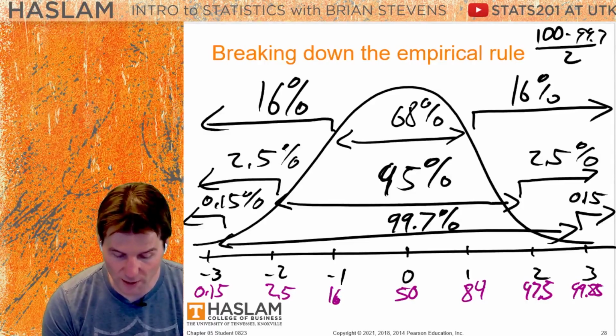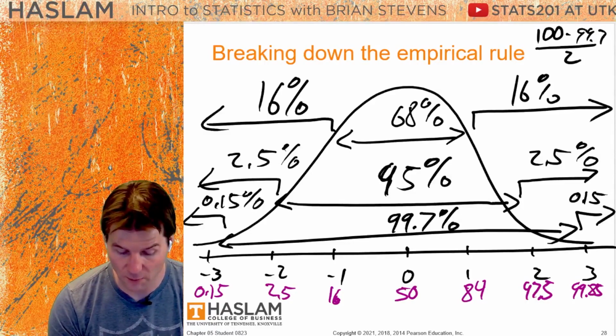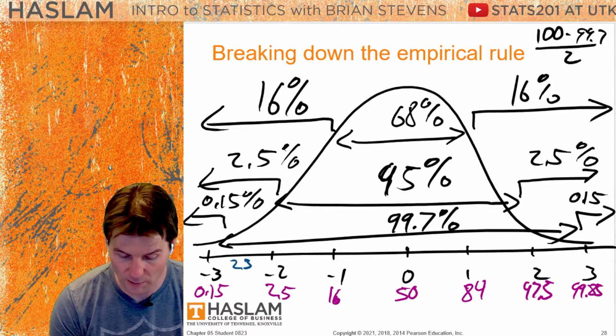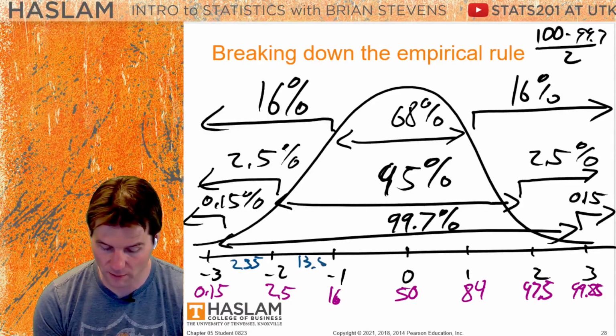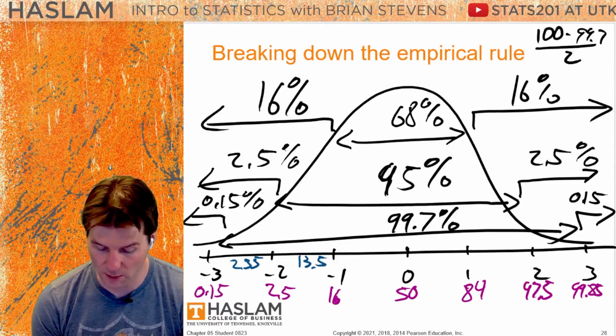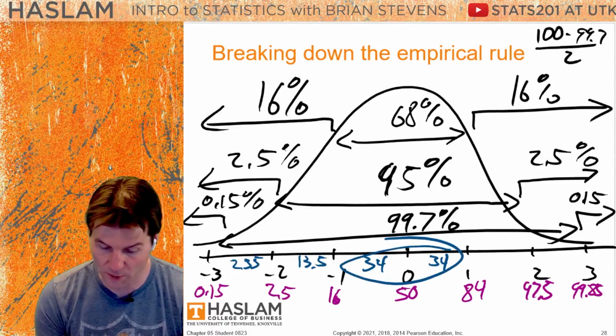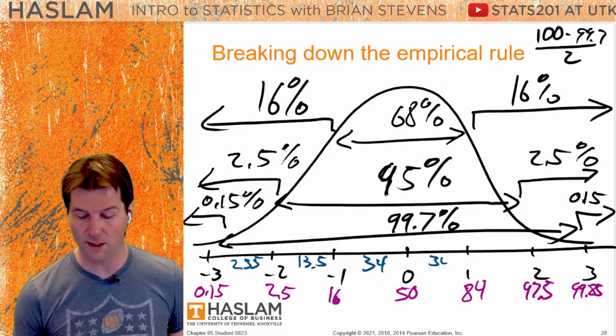And we would get between -2 and -3 is 2.35. Between -2 and -1 is 13.5. Between -1 and 0 is 34. Look at this, 34 between that, which almost is like 34 and 34 is 68. You can check your work right there.